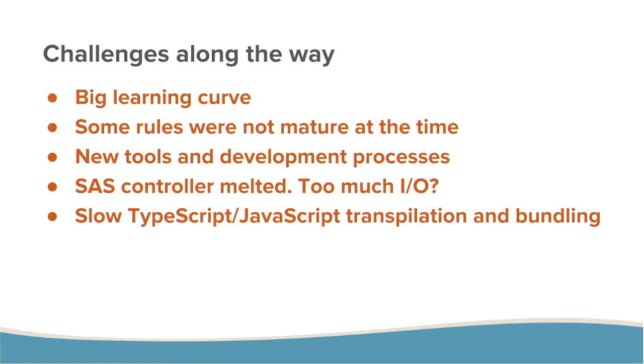We discovered there was a big learning curve initially. Some rules were not mature at the time we needed them, and our team had to sometimes forcefully adjust to new tools and development processes. We even had a SAS controller that melted. That was exciting. And this was on the machine that was running all of our CI builds. We think it was due to too much I/O, so we've limited the number of cores each Bazel build can use, and so far so good.